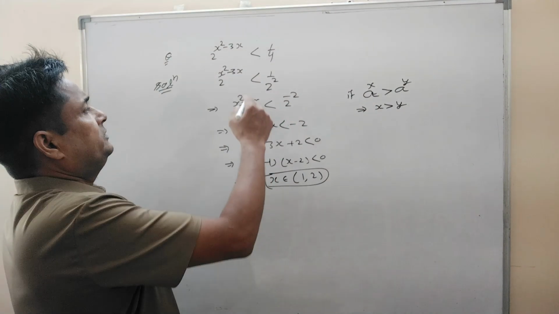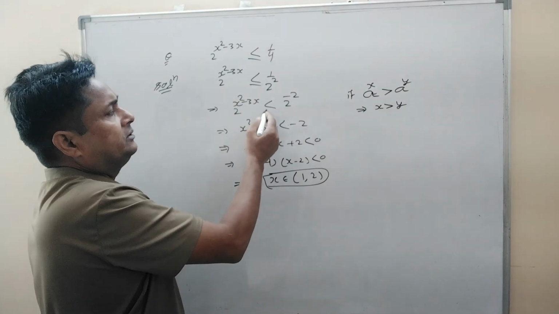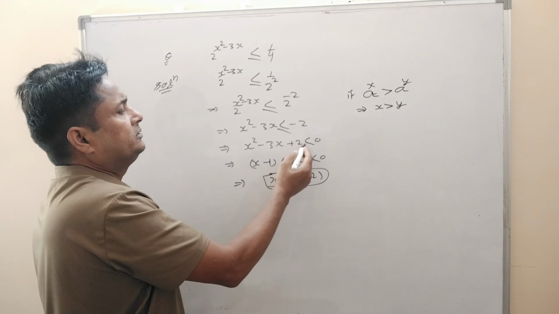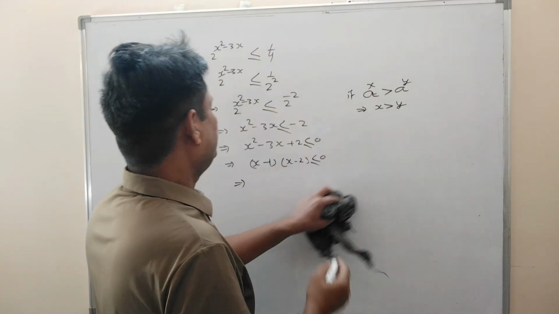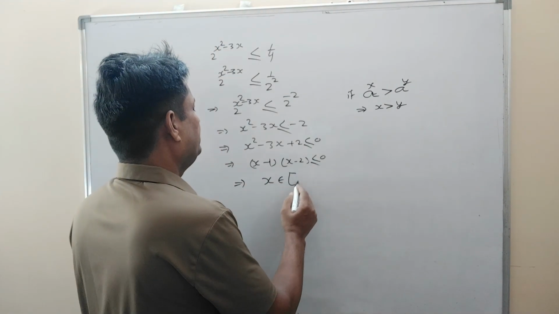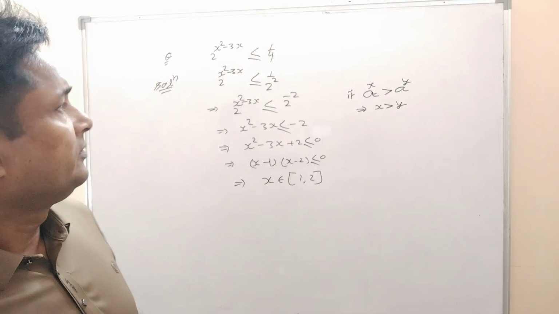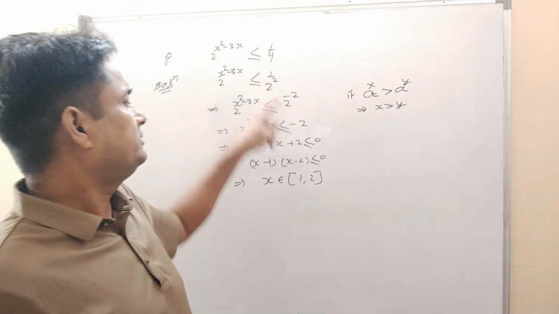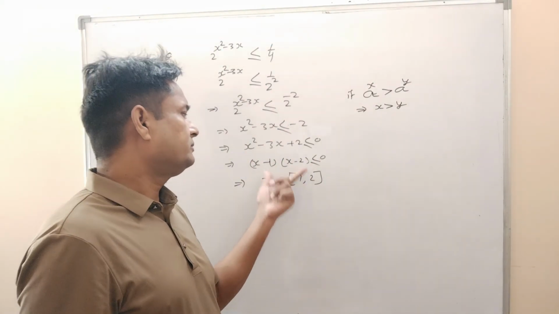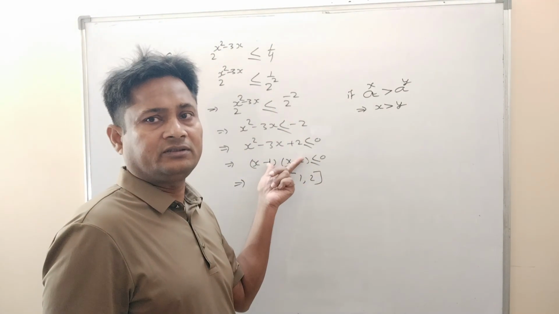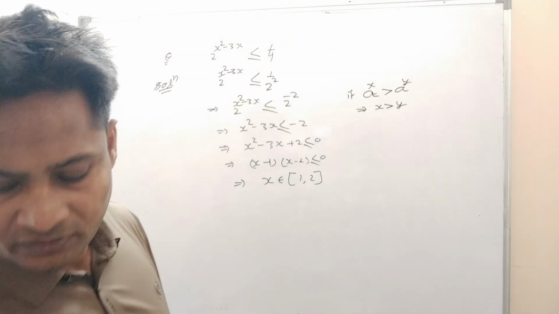Now if you have here less than or equal to 0, then everywhere it is less than or equal to 0. In this case the answer will be x belongs to [1, 2]. Already we have discussed quadratic inequality. The answer for this one will be x belongs to [1, 2].